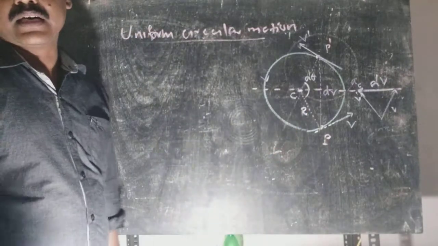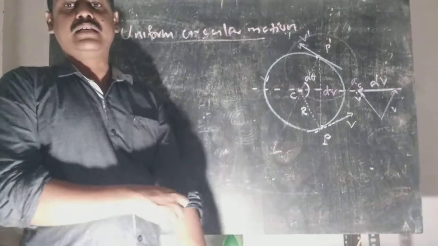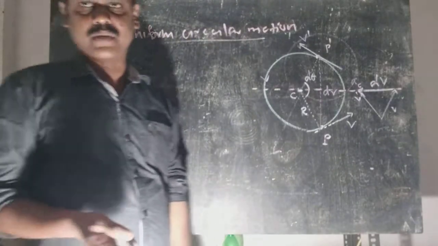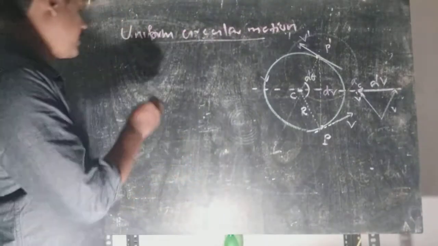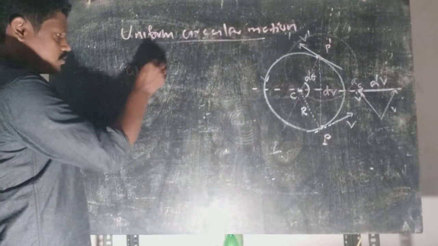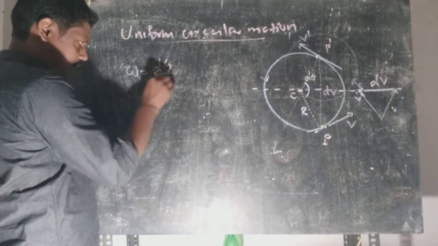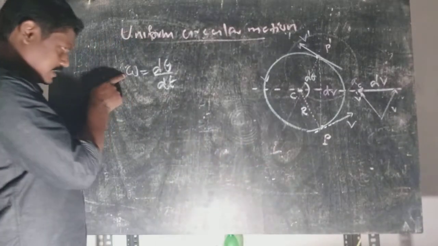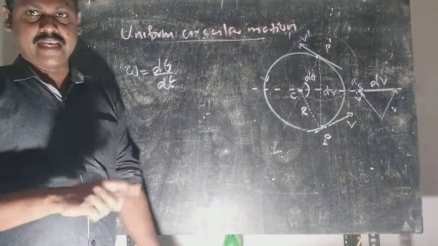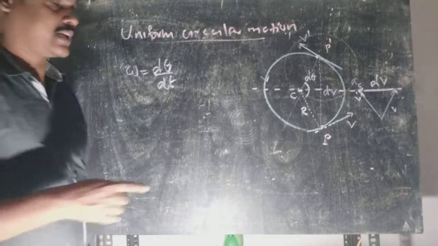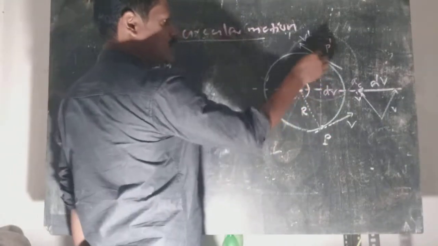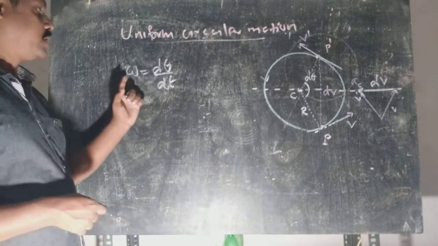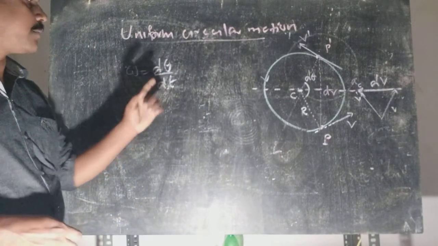Now we have some relations between angular speed, angular velocity, and linear displacement and linear velocity. We have angular speed equal to angular displacement by time taken. Here we are considering the angular displacement, not the linear displacement. Angular displacement by time is called angular speed. It is given by the equation omega equal to d theta by dt.